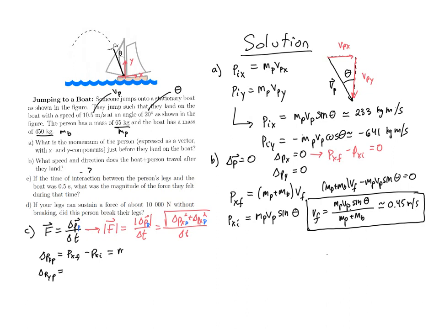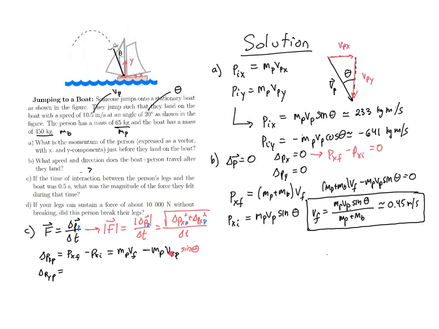The final momentum of the person is the mass of the person times the final speed that the boat and the person are moving with together. We know that, we calculated that, it's right there. We want to subtract off the initial, that's mp times vxp, the velocity in the x direction of the person. That is right here. We didn't calculate that explicitly, but it's vp sine theta. So let me just put that in there, actually.